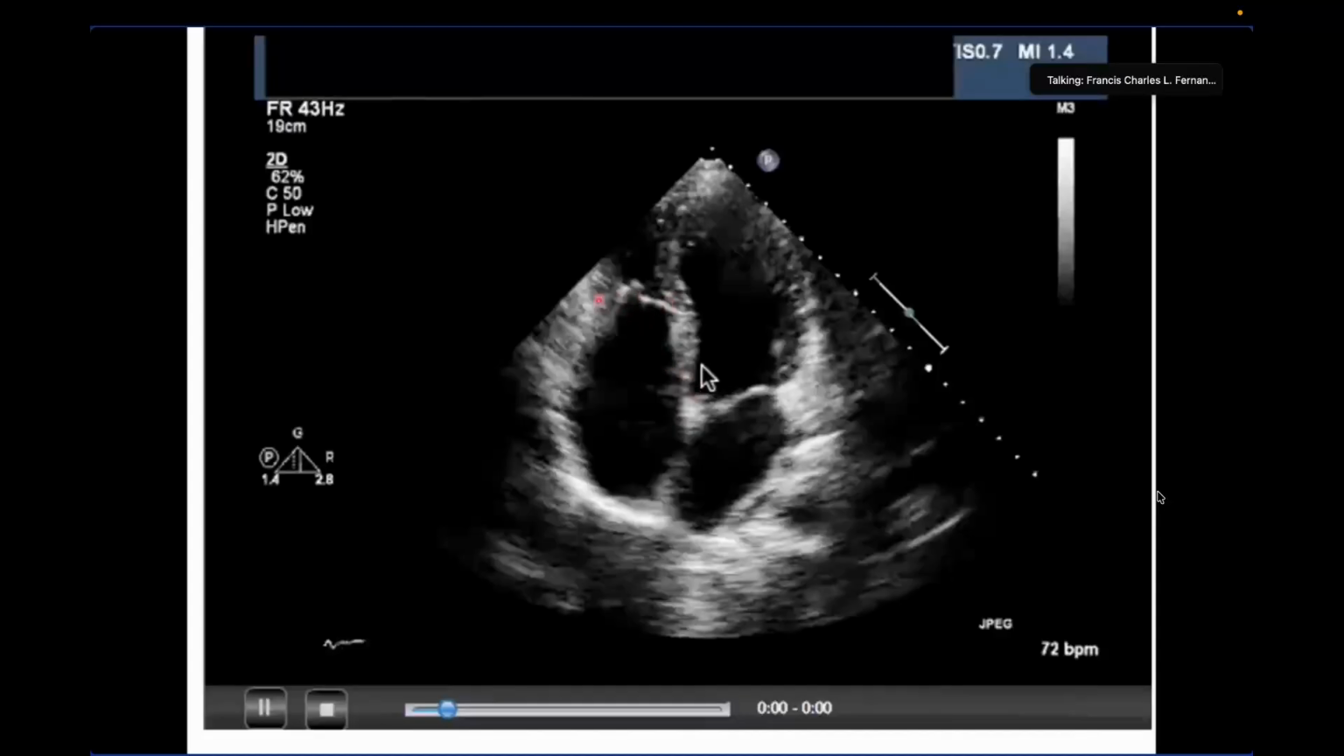So associated lesions could be Ebstein's anomaly. So this is Ebstein's. There's the tricuspid valve. This is the right ventricle. This is the right atrium, but the insertion point of the tricuspid valve is not near the mitral valve annulus, but rather lower.